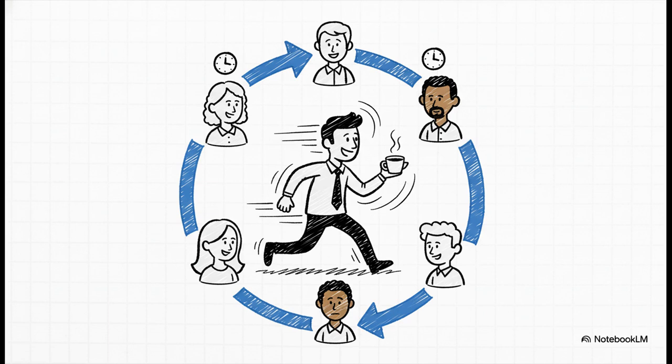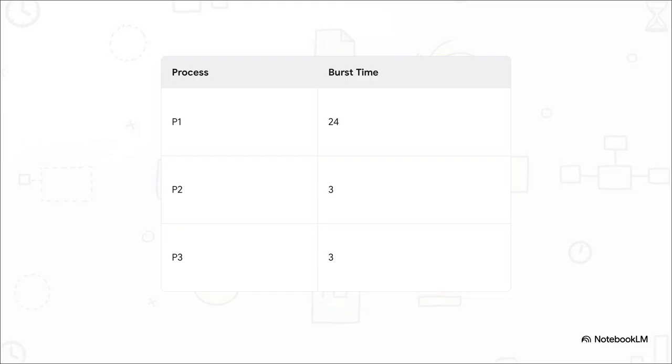The big idea here isn't to finish one customer's order, but to give every customer a little bit of attention in a cycle. Each program gets a tiny slice of CPU time called a time quantum. So our barista might work on one order for 1 minute, then immediately move to the next person for 1 minute, and then the next, cycling through the entire line over and over. Let's see how this plays out with our old set of programs, using a time slice of 4 milliseconds.